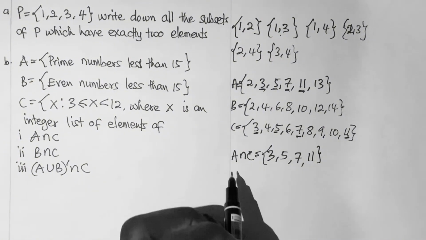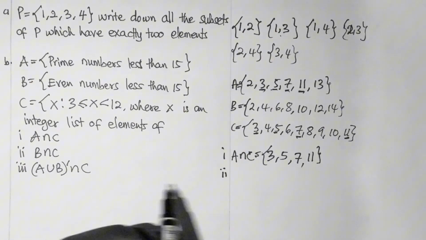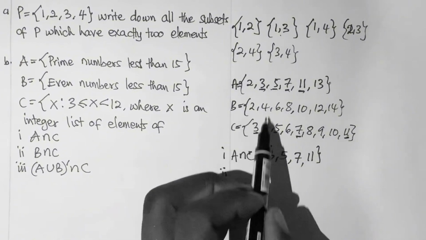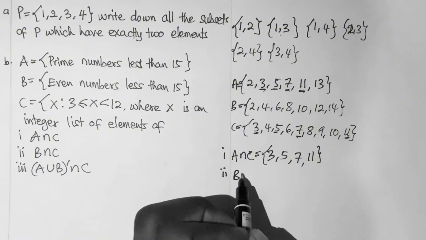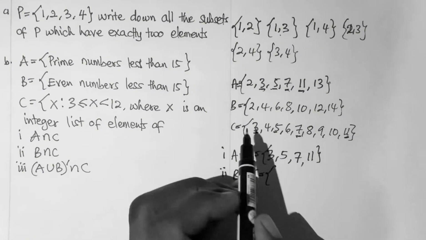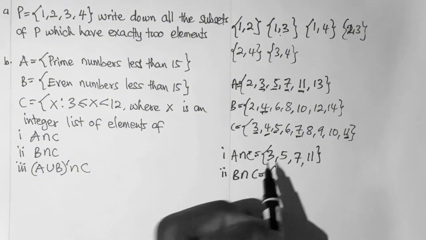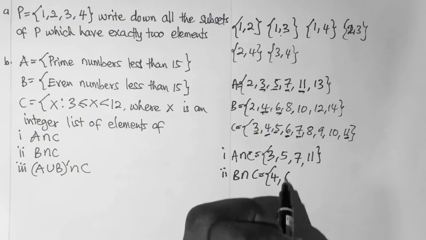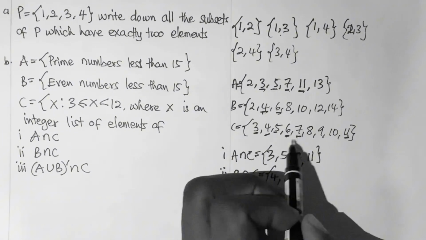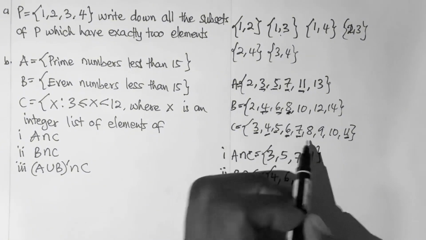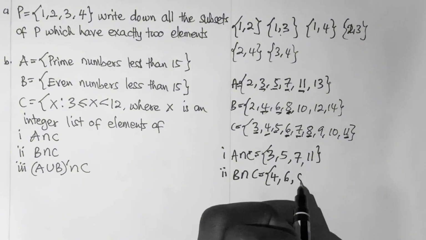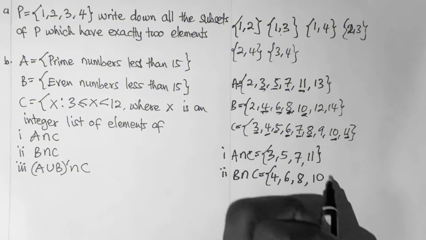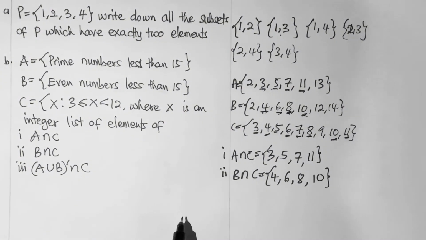Now, the next part says we should find B intersection C. So the elements that are common to both B and C. So B intersection C is equal to, now you see that there is a 4 here and a 4 here. So 4 is one of them. Then there is a 6 here and also a 6 here. So 6. And then apart from that, there is also 8 in both B and C. So 8. And then there is 10 too. So 10. So this is the set of B intersection C.